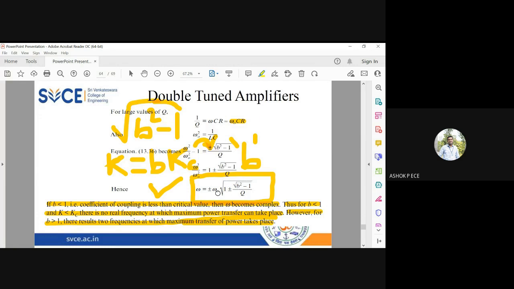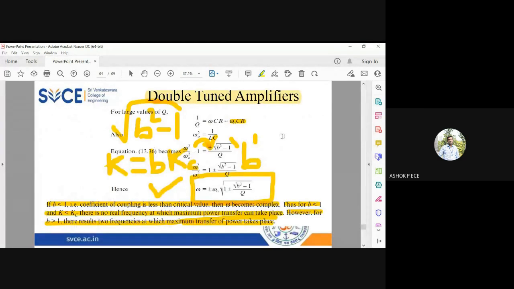So for you to have maximum power transfer at two different frequencies, you have to ensure that the coefficient of coupling is very large compared to your critical coefficient of coupling, and this facility is available only in double tuned amplifiers. In single tuned amplifiers, maximum power transfer takes place at only one particular frequency. Only in a double tuned amplifier, for a particular coefficient of coupling, can we have maximum power transfer happening at two different frequencies. So that's what I said.